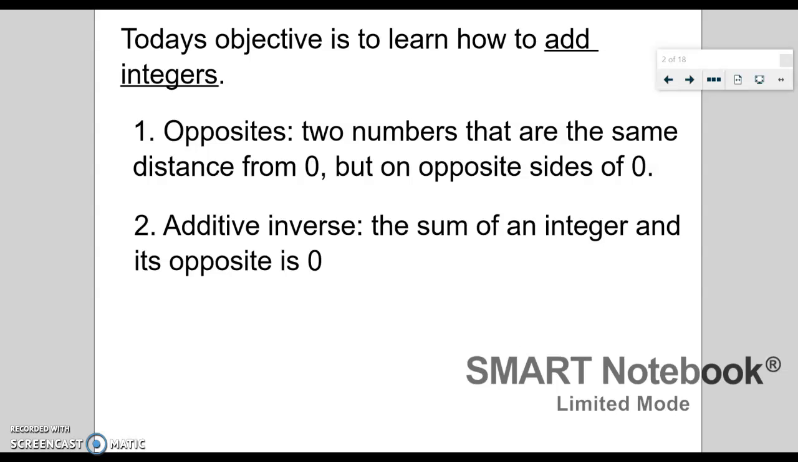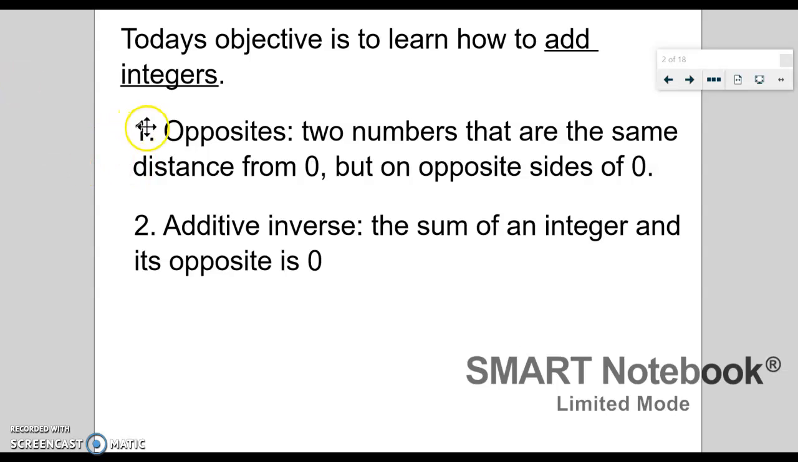All right, so today we're going to learn how to add integers. So remember from last week, integers are positive and negative whole numbers. Numbers to the right of 0 on a number line are positive integers, and the numbers to the left of 0 on a number line are negative integers.